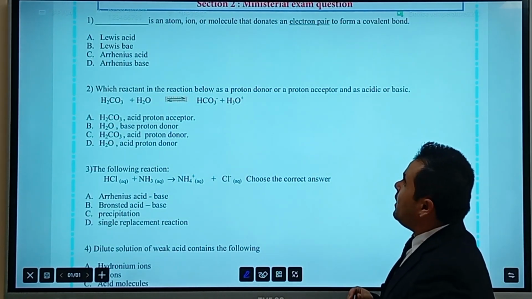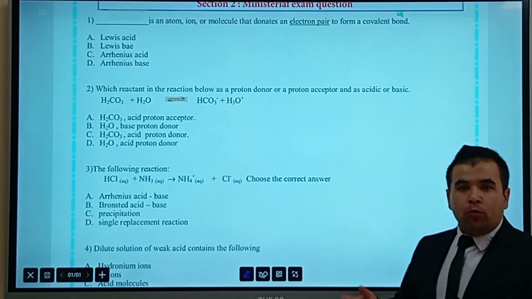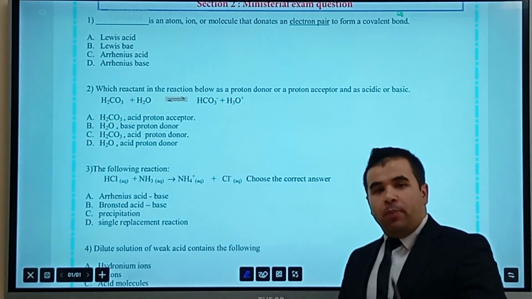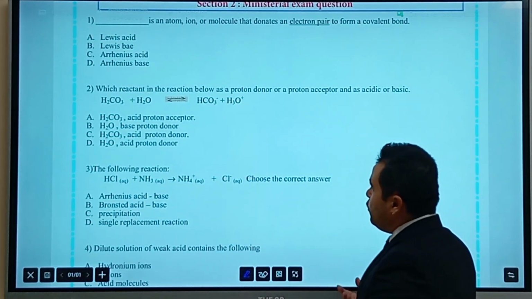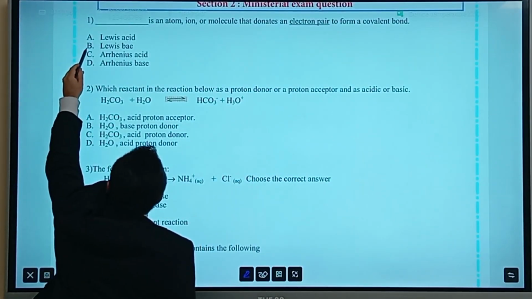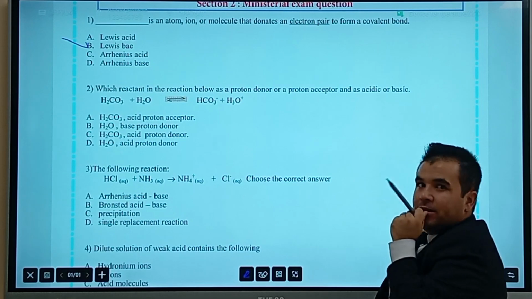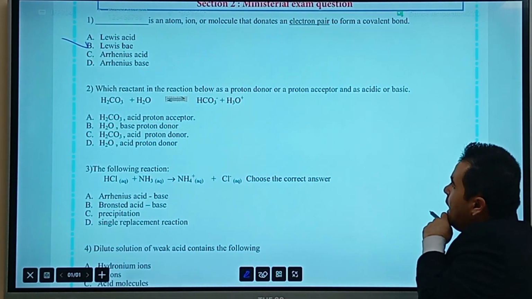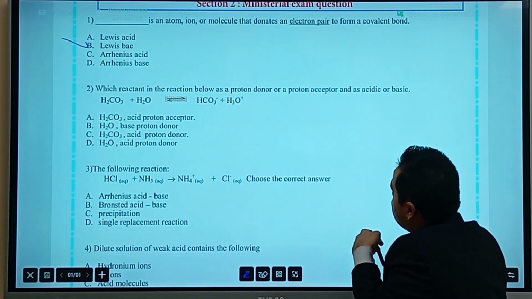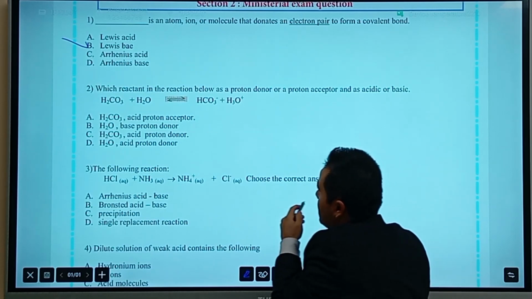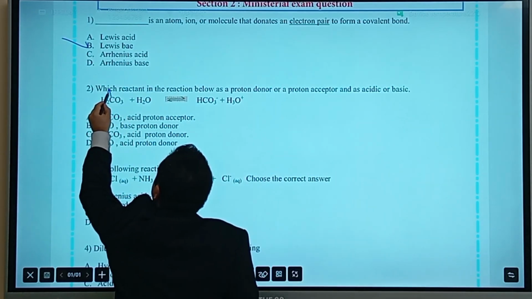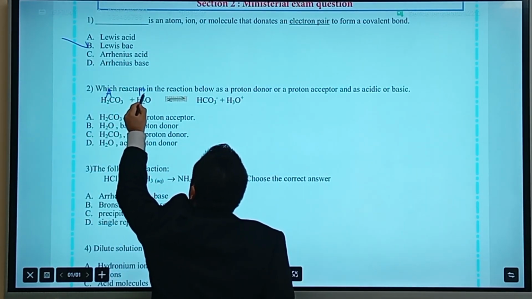The first one states: an atom, ion or molecule that's an electron pair donor. Of course, the Lewis base is the electron pair donor. B is the correct answer. Which reactant in the reaction below acts as a proton donor or proton acceptor, as acid or base? Of course, carbonic acid is the acid and the H2O is the base.